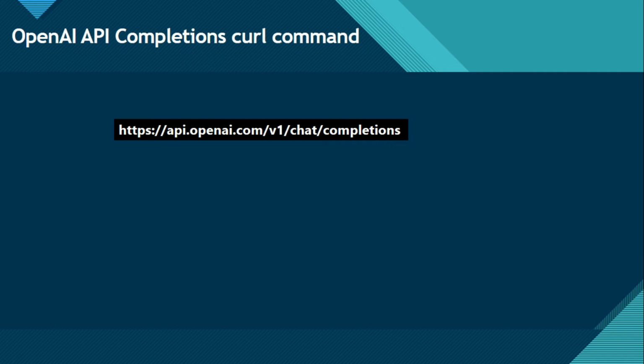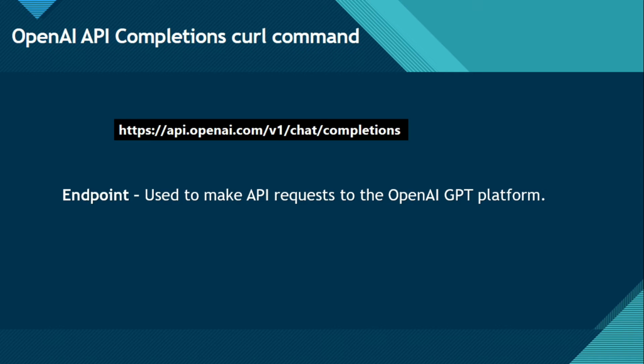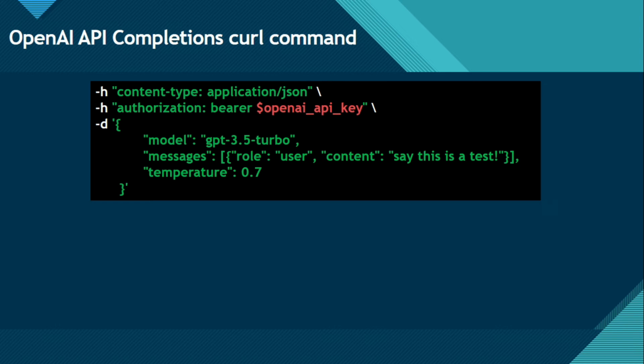Now what is this URL called? This https://api.openai.com/v1/chat/completions is called an endpoint. Endpoint is used to make API requests to the OpenAI GPT platform. Now let me explain this complete command. We have -H, content type application/json, authorization, model, messages, temperature, role, and content, right?